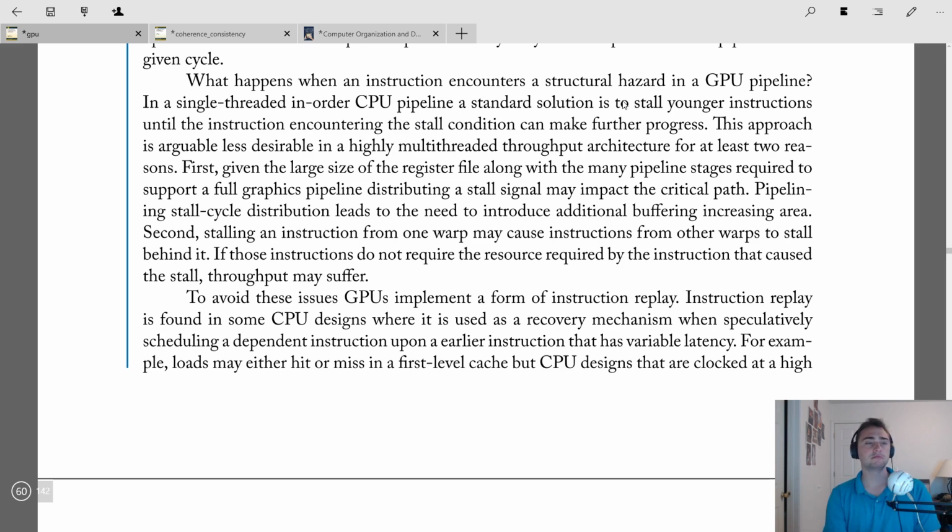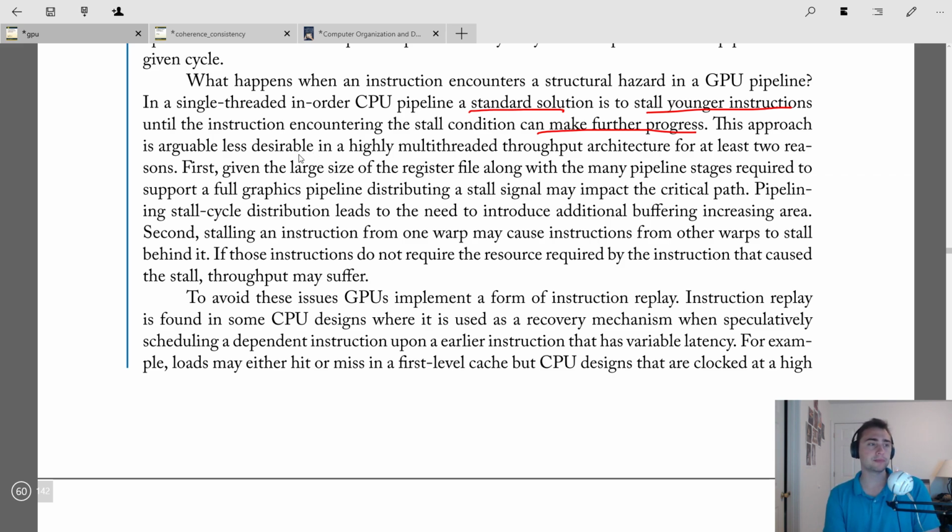The easiest thing we can do, the standard solution, is just to stall younger instructions, right? We do this until the stall condition, until we can make further progress. So until something happens where the instruction that's stalling can finally proceed, so it can begin execution, or maybe it has all of the arguments that it needs to progress forward.